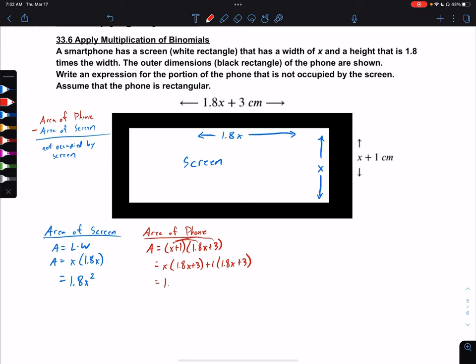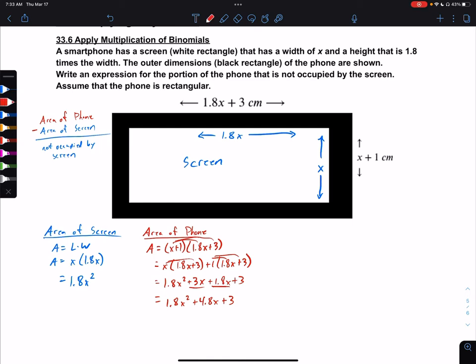So here I would have 1.8x squared plus 3x, if that x is distributed in, plus 1.8x plus 3 if that 1 is distributed in. Combine any like terms, so we get 1.8x squared plus 4.8x, because these two have to be added up, plus 3. Okay, so now we have the area of the screen and we have the area of the phone. Remember, the area of the phone is the larger one, so we want to do subtraction there.